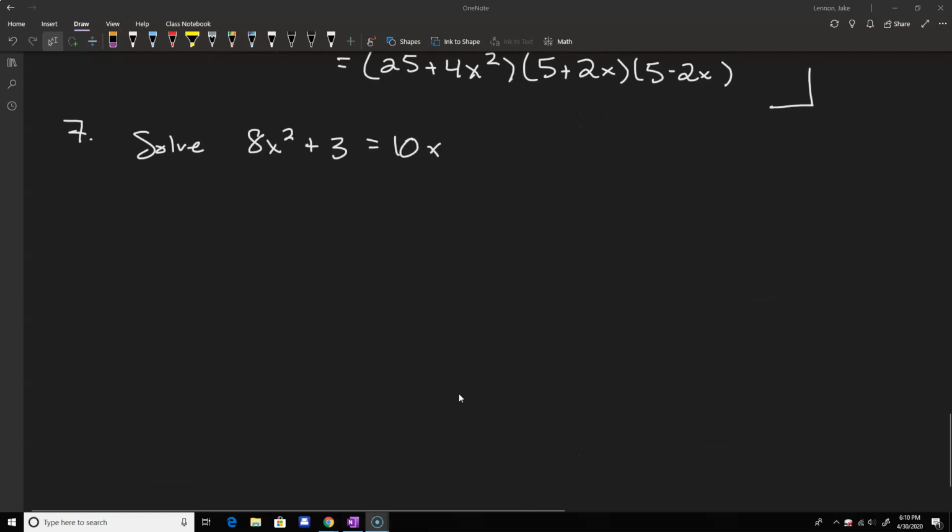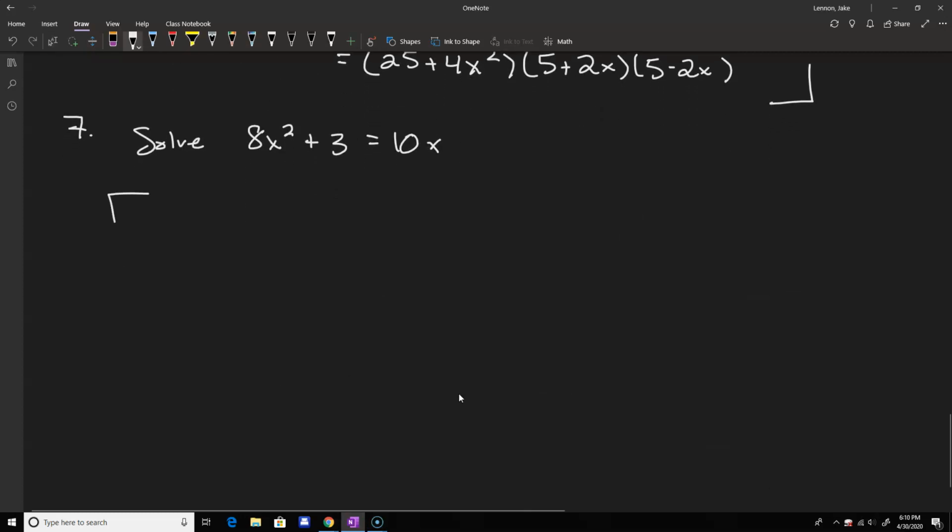Okay, so number 7 is solving a quadratic, and we'd like to do that by factoring if we can. So the first thing we're going to do is subtract 10x from both sides of this equation to put everybody on one side and 0 on the other. So we have 8x squared minus 10x plus 3 equals 0. And then how does this factor?